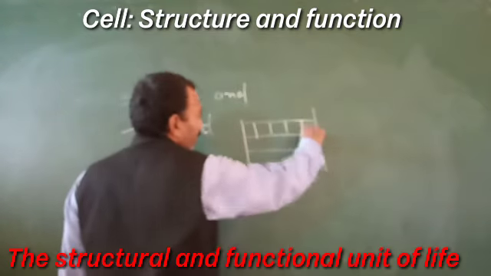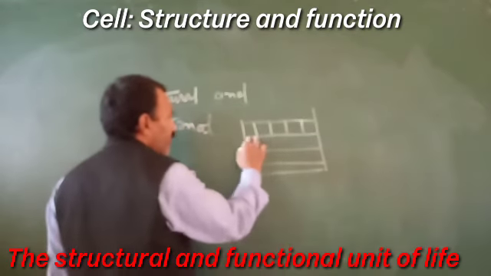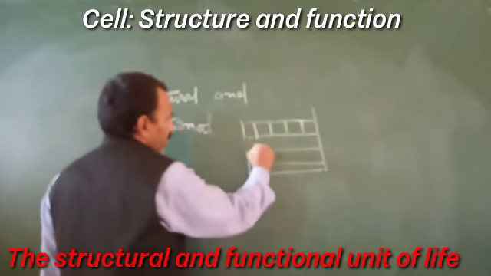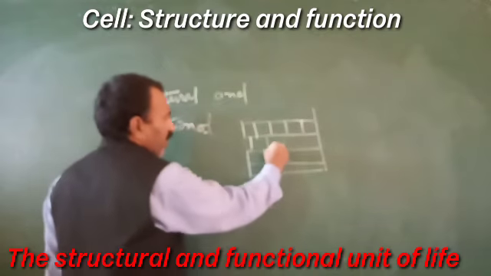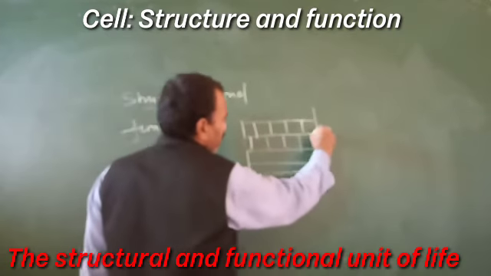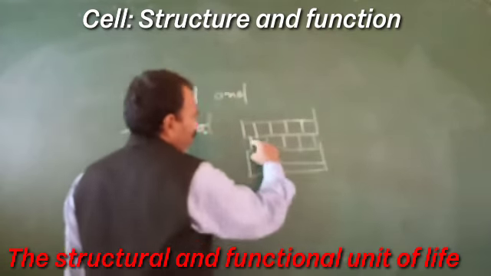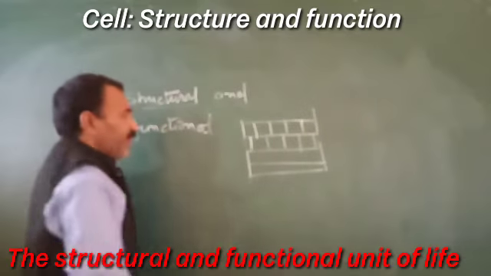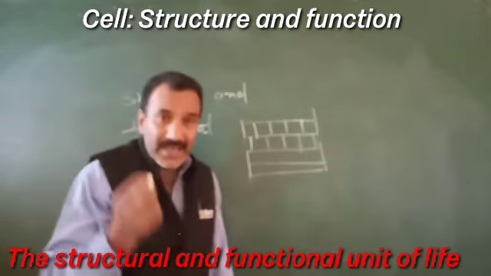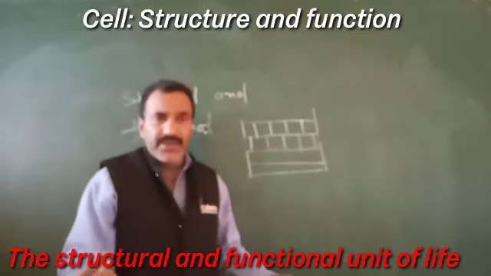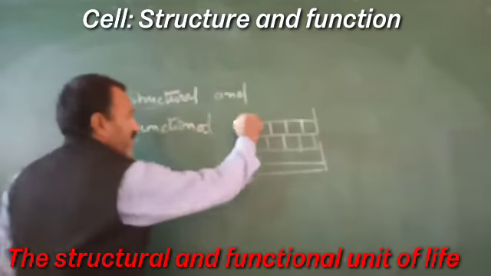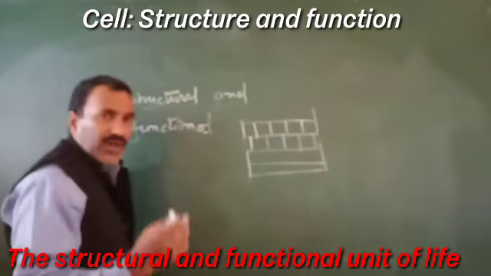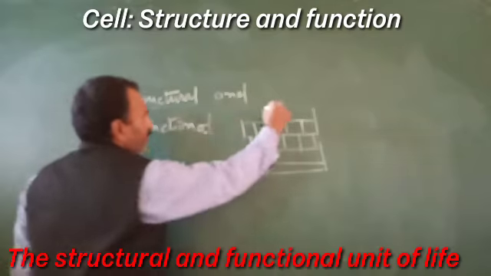These small bricks are the structural unit of this wall, because of these small bricks, this wall is being constructed. Because of these small units, this wall has been constructed. In the same way, because of the small cells, our body is constructed. So the structure of this wall is only possible because of these bricks.